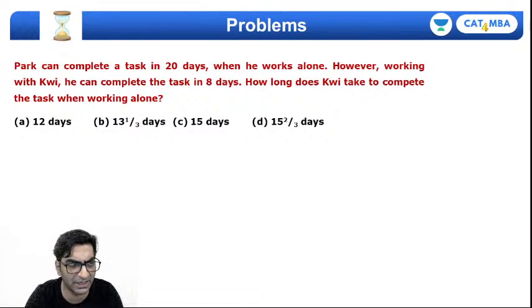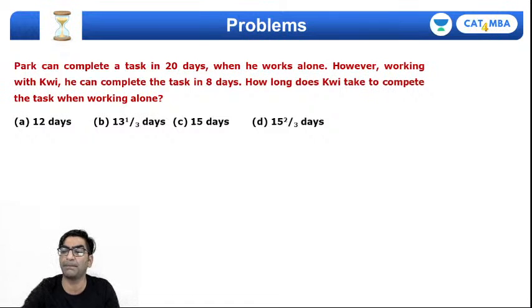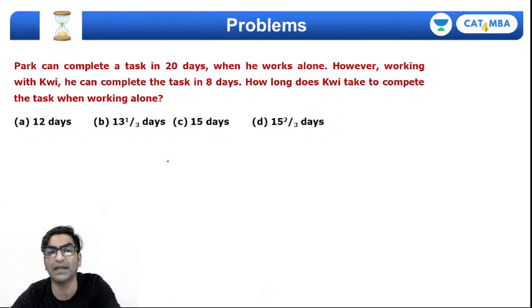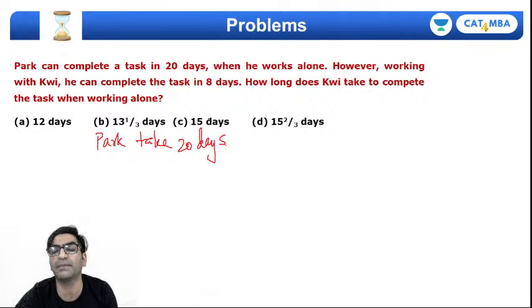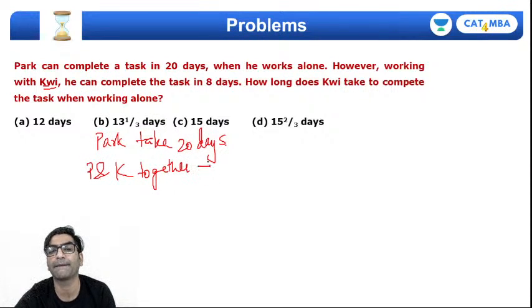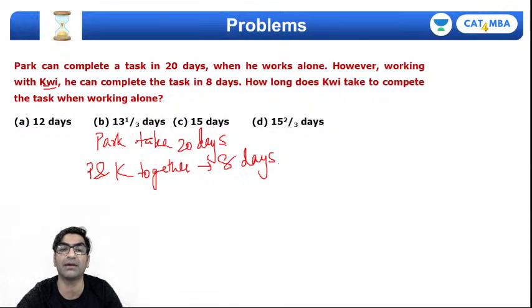Here's a slight variation on the same sort of problem type. You are given the time taken by Park. So Park takes 20 days, but you're not given the time taken by the other guy, Kui. You are in fact told Park and Kui together take 8 days. So you're not given the individual time taken by A and B. You're given the time taken by one guy and the combined time taken by both of them together. Does that change my approach?